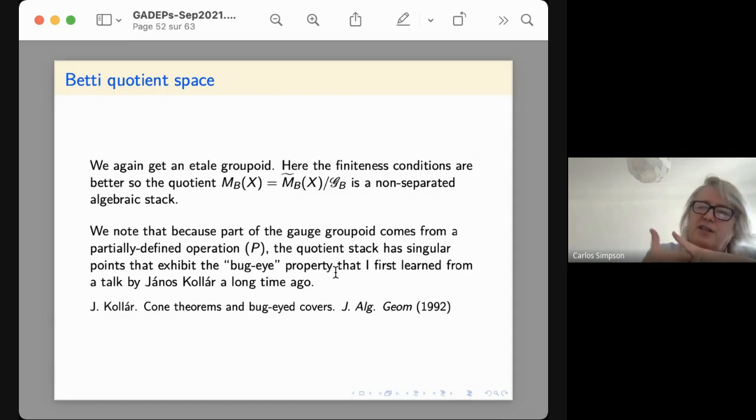And that's going to be a non-separated space, but it's still going to be smooth, because it's just a smooth groupoid. It's just that we throw out the point at the origin where you have a non-trivial stabilizer. That's the type of picture which is showing up here, because we're using only a partially defined operation.